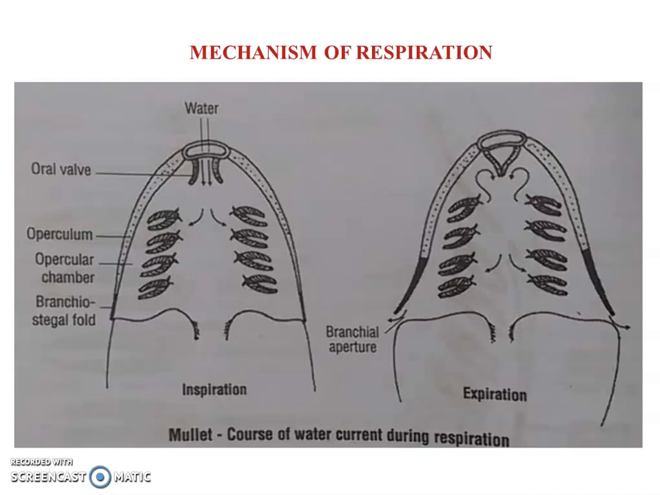The water which moves into the extrabranchial chamber usually contains more carbon dioxide than the water which was present in the pharyngeal cavity. Now, due to the muscular activity, the operculum and all those things come back to normal, and the branchial aperture opens. The water from the extrabranchial chamber moves out. So this is the whole process, right? Okay, thank you.